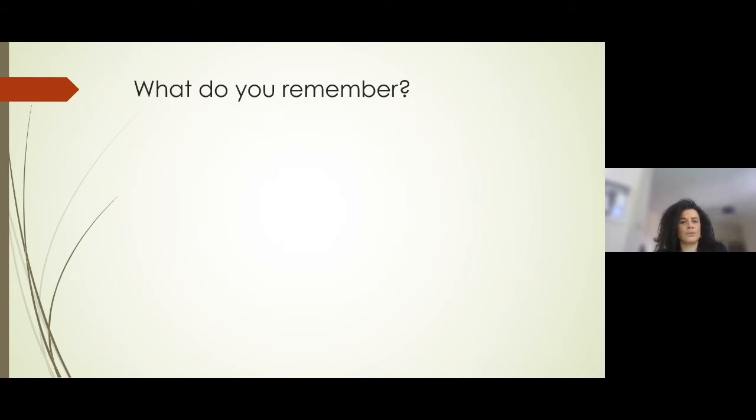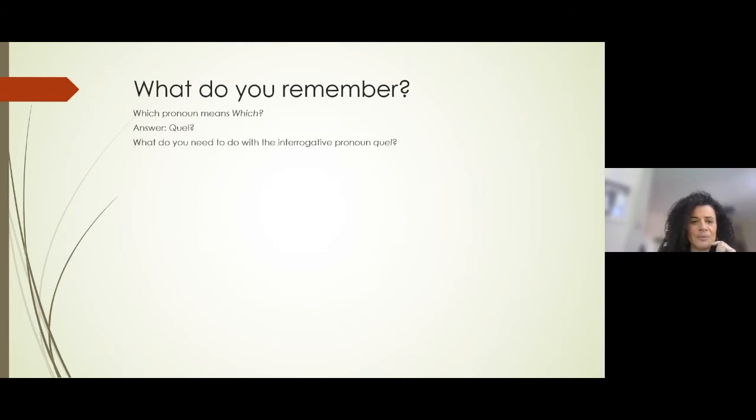So let's have a look at what you remember. Which pronoun means which? Oui, très bien. Perfect. Two, what do you need to do with the interrogative pronoun quel? Do you need to agree this with the noun? Is that correct? Yes, perfect. You need to agree with the noun in gender and number. Okay? The noun that follows.